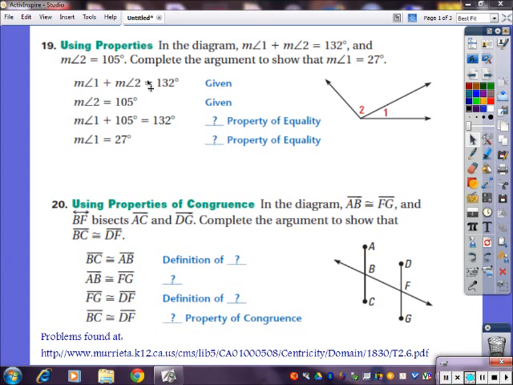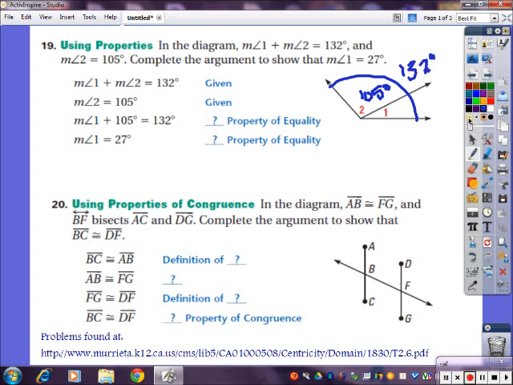So to start with, number 19 says, in the diagram, the measure of angle 1 plus the measure of angle 2 equals 132 degrees, and the measure of angle 2 equals 105 degrees. So down here they're saying that the entire measure of this angle is 132, because if I add these together I get that, and the measure of angle 2, this angle, is 105 degrees. And then from there to there would be 132.